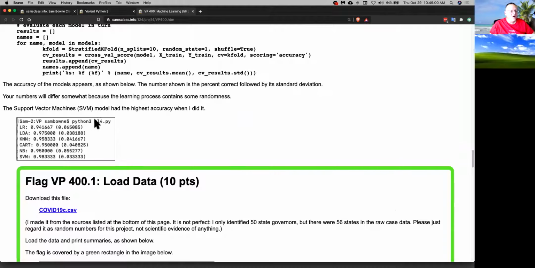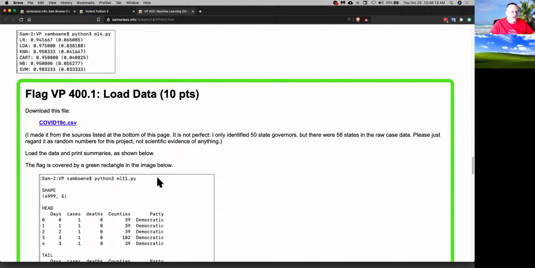And here it tries various machine learning models. The one that won was the support vector machines. This is the correlation coefficient, and perfect prediction would be a 1. The higher the number, the more accurately you were able to sort the data. So this is the best one.